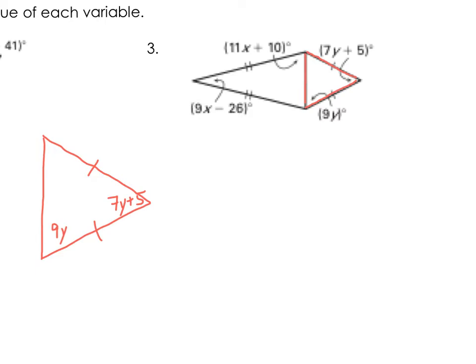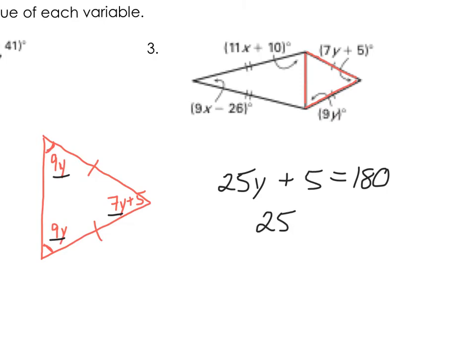Well, once again, according to the base angles theorem, these two base angles are going to be congruent. So I can fill in the expression 9y for that angle as well. Now, same idea as the previous problem. I know all three of these angles have to add up to 180 degrees. So we have 9y, 9y, and 7y, which gives me 25y, plus 5 equals 180. So I'm going to end up with 25y equals 175, and y equals 7.